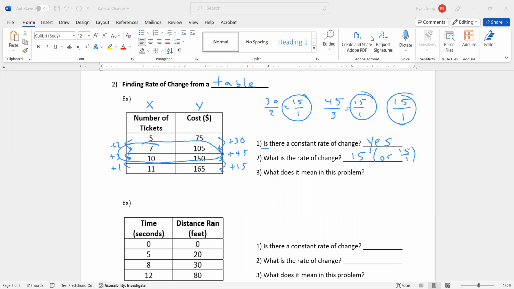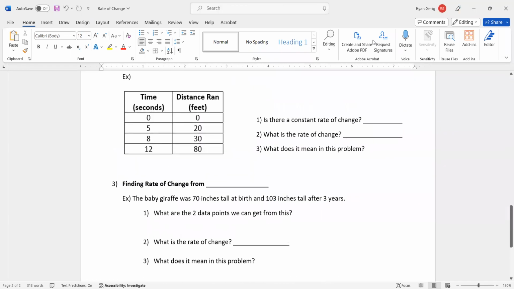It means the cost, right? So $15 per, and then the x-axis, or the x label, is number of tickets, so per ticket. So whatever this is, it's $15 per ticket. Okay. Let's do another table. You can probably guess what's going to happen, but maybe not. Let's take a look.